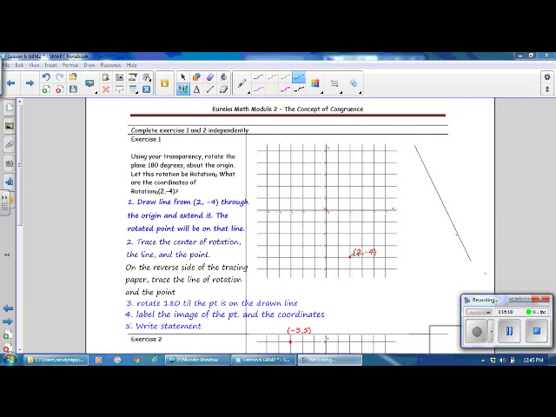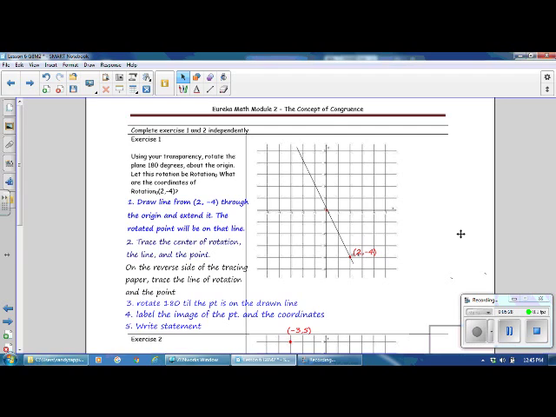For Exercise 1, use your transparency. Rotate the plane 180 degrees about the origin. Let this rotation be O. What are the coordinates of the rotation of (2, -4)? The directions for this, you can copy them if you would like to, are to draw a line from (2, -4) through the origin and extend it. The rotated point will then be on that line.